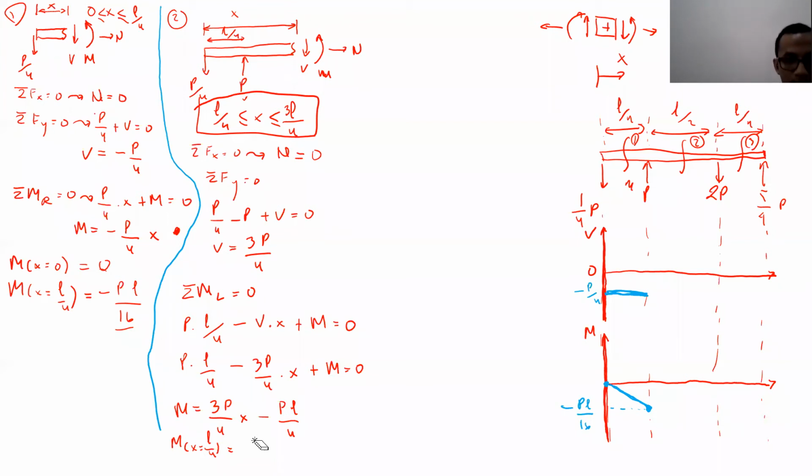It will be 3PL over 16, right? PL over 16, minus PL over 4. What is the value there? So it will be minus 1 PL over 16. It's correct, right? Minus PL over 16. Like this, right? Yeah, 1 over 16.